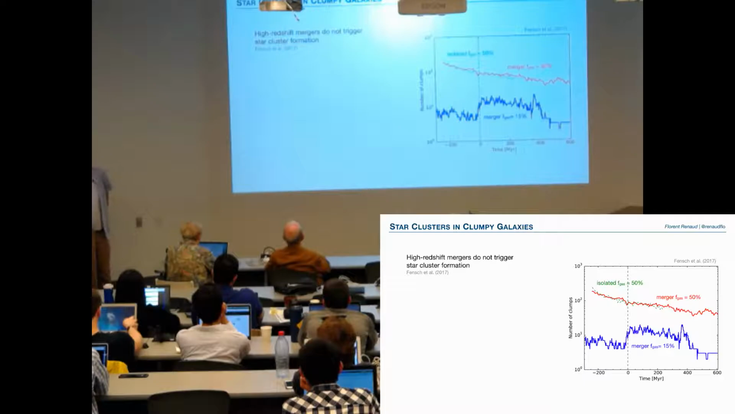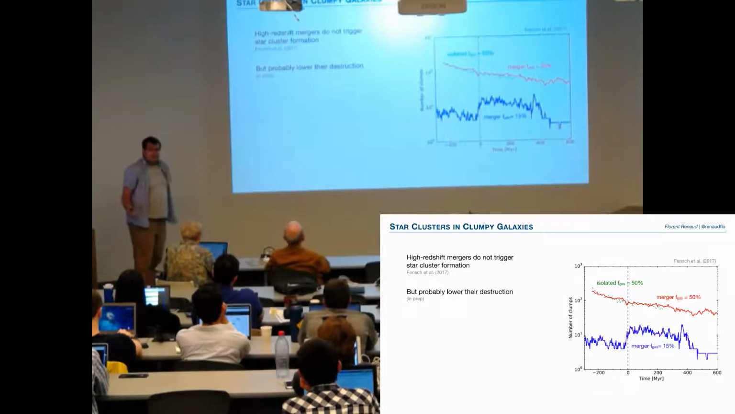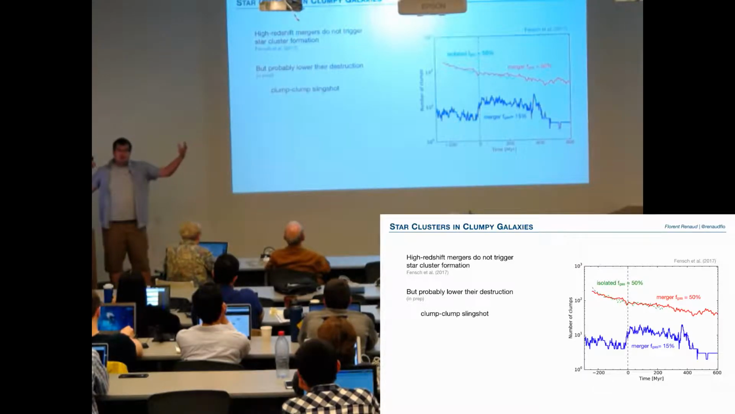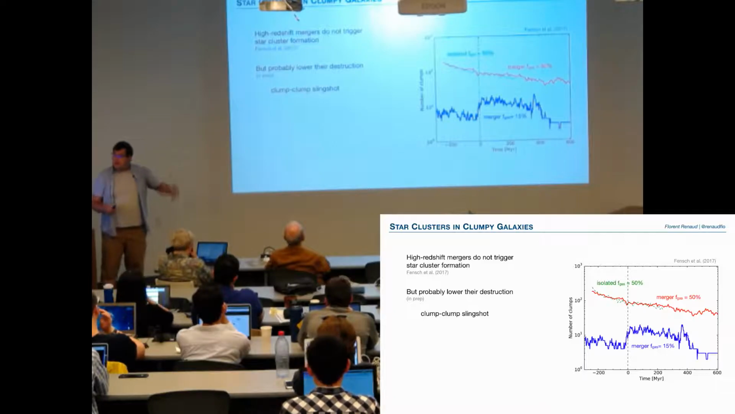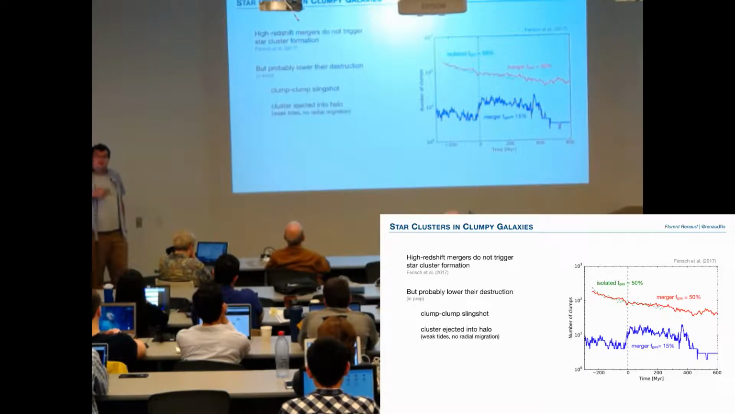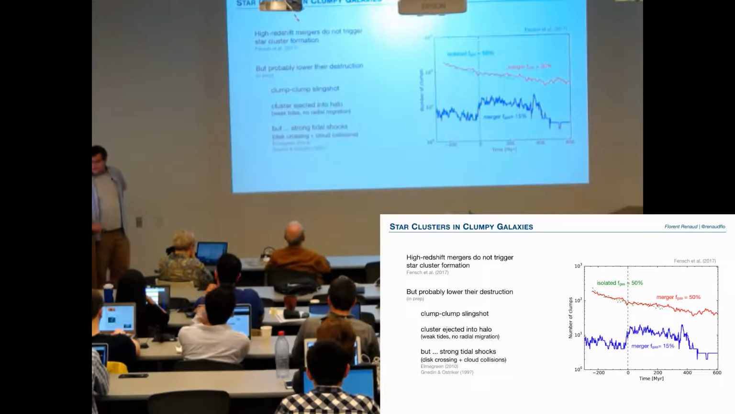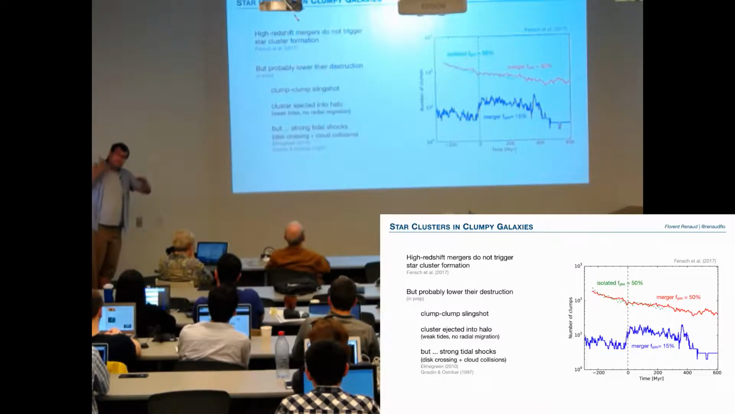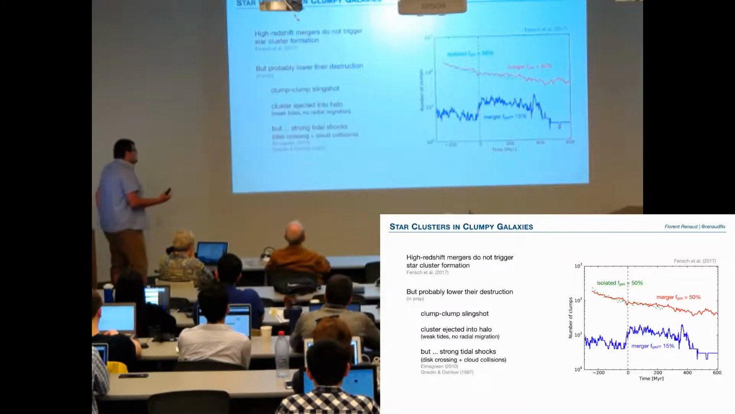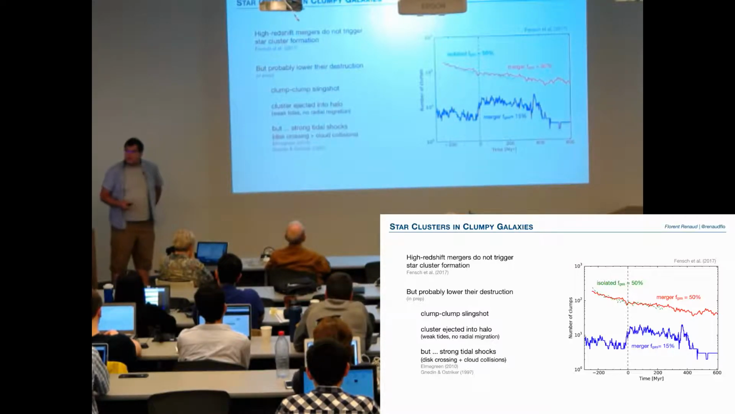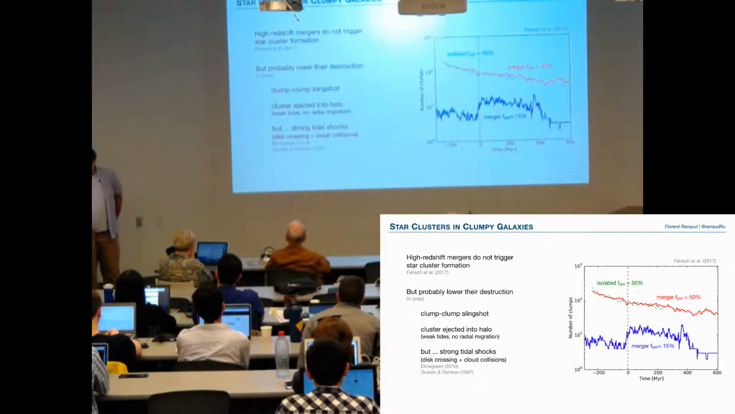So this means that high redshift mergers do not trigger star cluster formation, and probably they lower their destruction, in the sense that you could have clump-clump interactions, slingshots, and then you eject your star clusters into the halo where you have much lower density, when the tides are much weaker. You don't have radial migration, but on the opposite side, you also have stronger tidal shocks. As soon as your star cluster has to go through the disk, it will experience disk crossing, it will experience stronger interaction with clouds, with dense gas, and that could have an important impact on the survival of clusters.